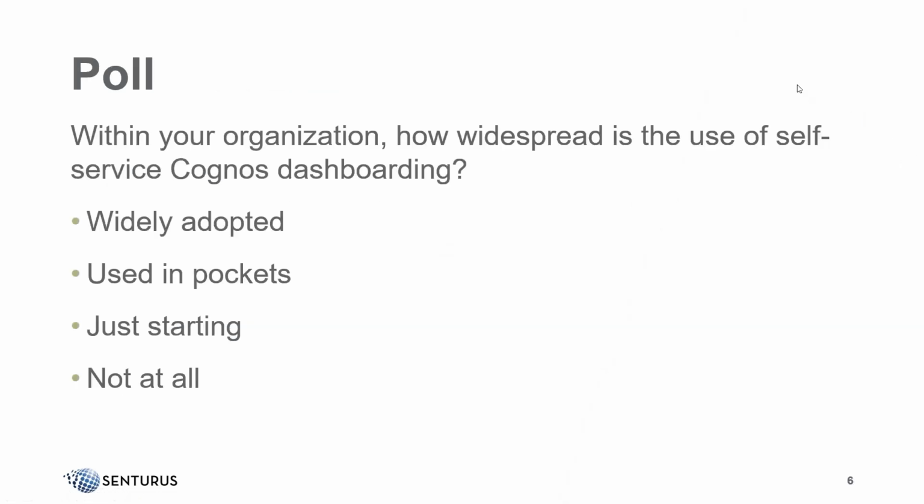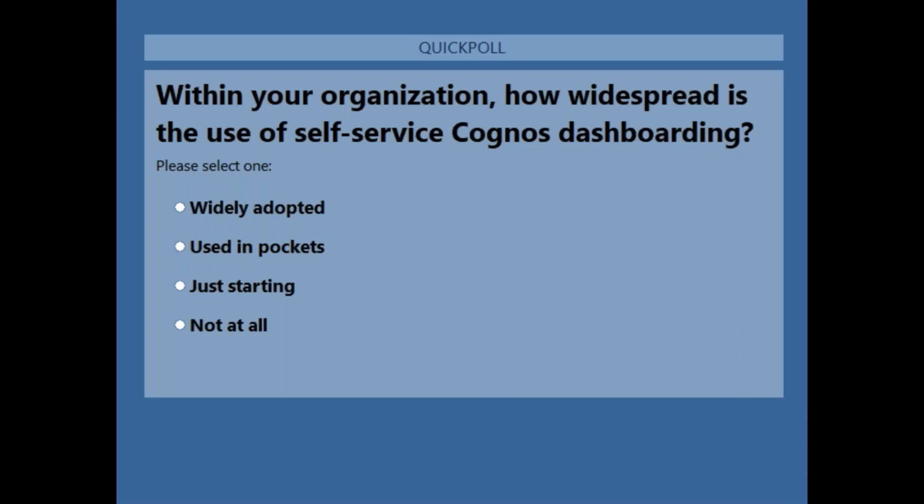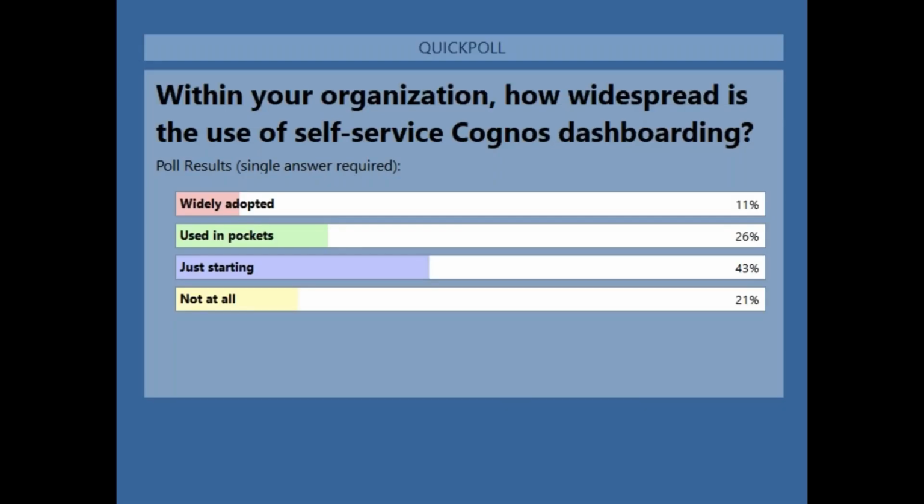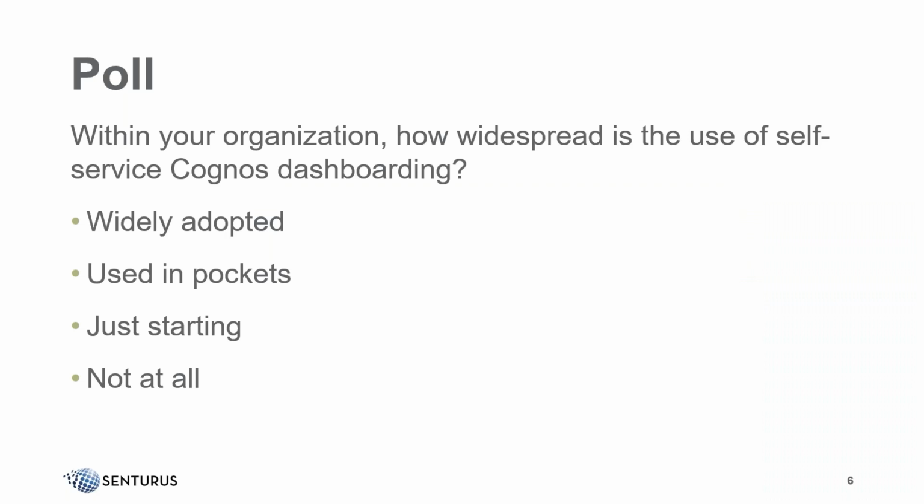Before we kick off the main content here, we'd like to get a little interactive, and I have a poll for you all. Within your organization, please tell us how widespread is the use of self-service Cognos dashboarding. Please select one of the four options: widely adopted, only used in pockets, you're just starting, or you're not using it at all. We got about 80% of you here. So about 11% widely adopted, a quarter of you used in pockets, closer to half just getting started with it, and almost a quarter of you not using it at all. Interesting. Thank you for sharing your insights there.